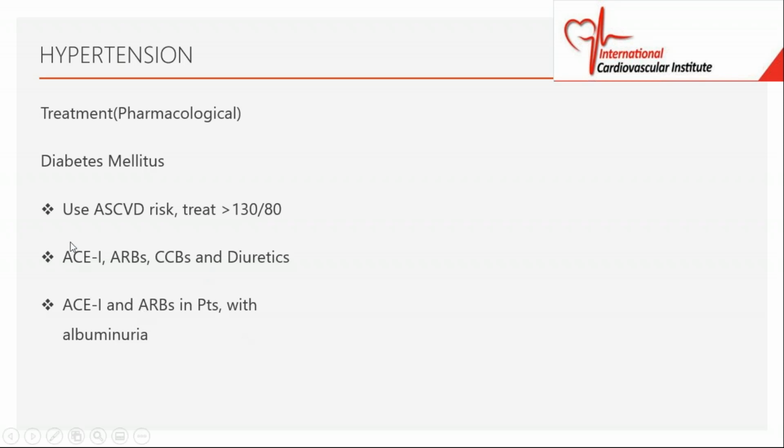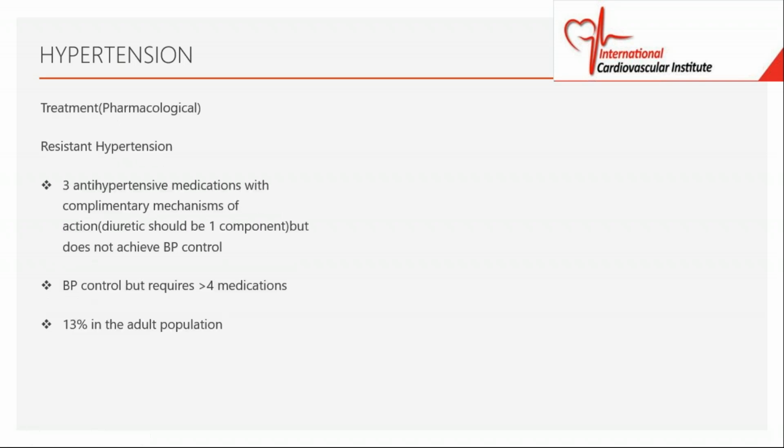So you're going to start with your ACE inhibitors, ARBs, calcium channel blockers, diuretics. And even more so if diabetics have albuminuria. If they have proteinuria, protein in the urine, then you definitely have to use ACE inhibitors or ARBs. So remember that. So we come now to resistant hypertension.